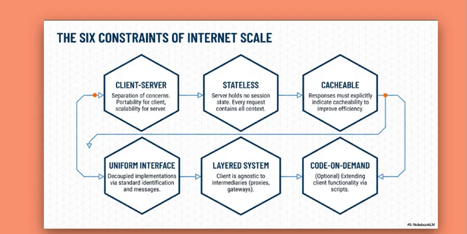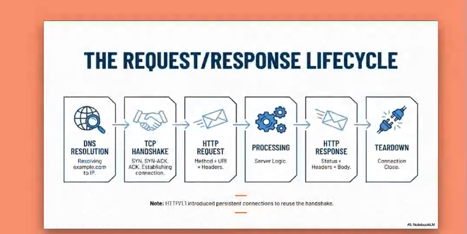Exactly. And then you have layers system, which is a bit sneaky. How so? Because the message is self-contained, the client doesn't need to know who it's actually talking to. You think you're talking to the main server, but you might actually be talking to a load balancer, which talks to a security gateway, which talks to a cache, which then talks to the server. And as the client, I have no idea. None. And you don't need to. That lets engineers add layers of security or performance improvements without ever breaking your app.